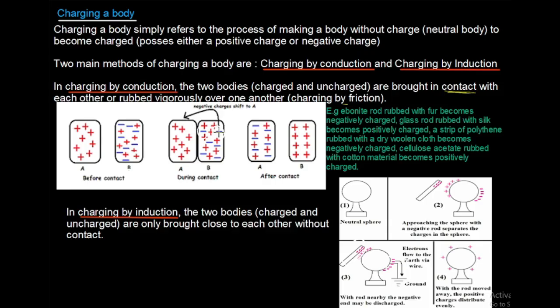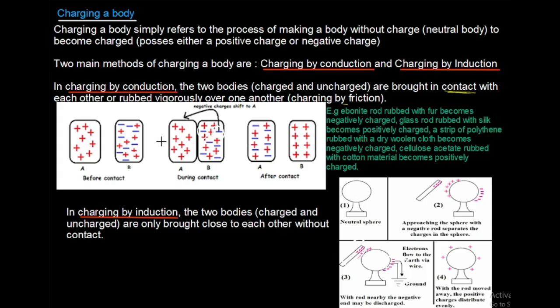So the negative charges here will be attracted into body A, and this is what we have after contact. You can see that the negative charges in B now have moved to body A. Now this is what body A looks like, and this is body B. Because the negative charges have been attracted into body A, body B now becomes positively charged. So initially it was A that was positively charged. After charging, that's after the whole process, body B now becomes positively charged.